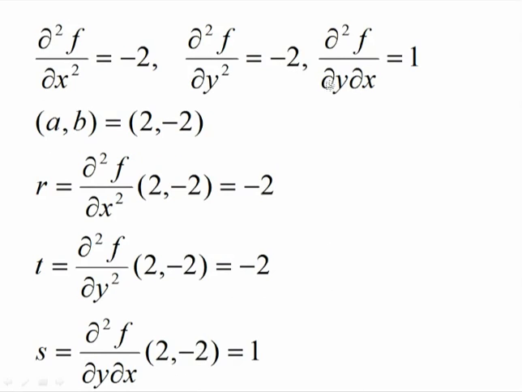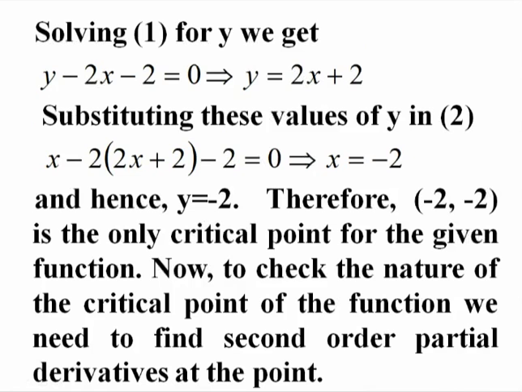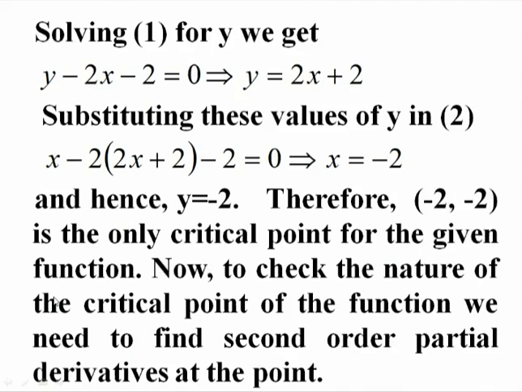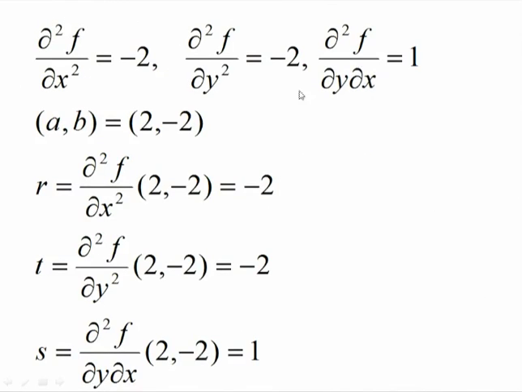And this del square f by del y del x is the partial derivative of del f by del x with respect to y. So we take del f by del x, this one, and differentiate this partially with respect to y. So this is 1. Okay, so del square f by del y del x is 1. So it is this one.